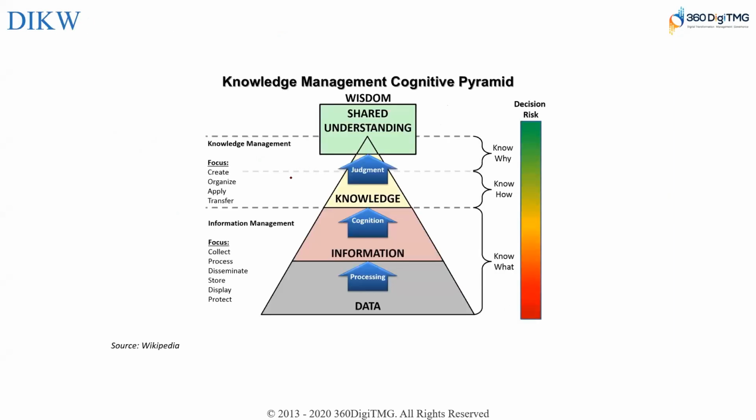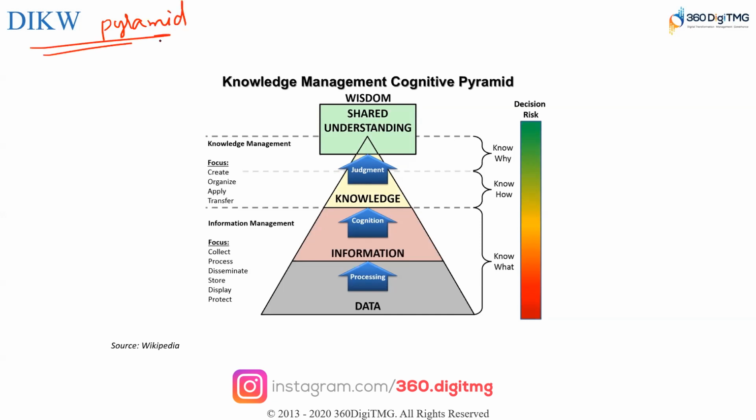And even before I deep dive, let us understand what is data, what do we mean by information, what do we mean by knowledge, and what do we mean by wisdom. This is called the DIKW pyramid. Okay, so let's understand this.